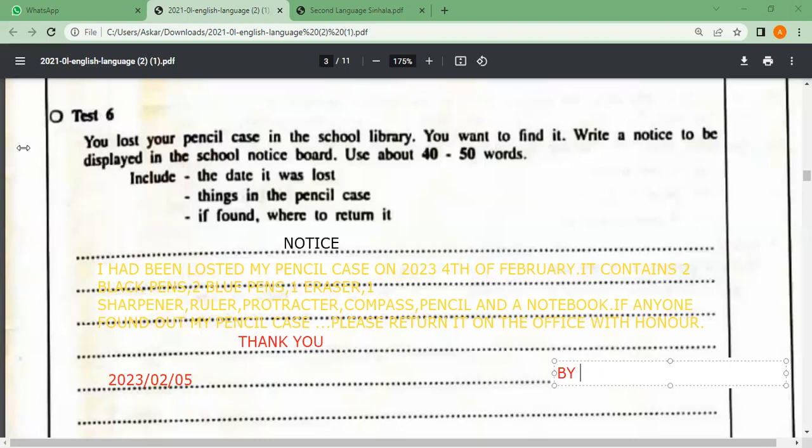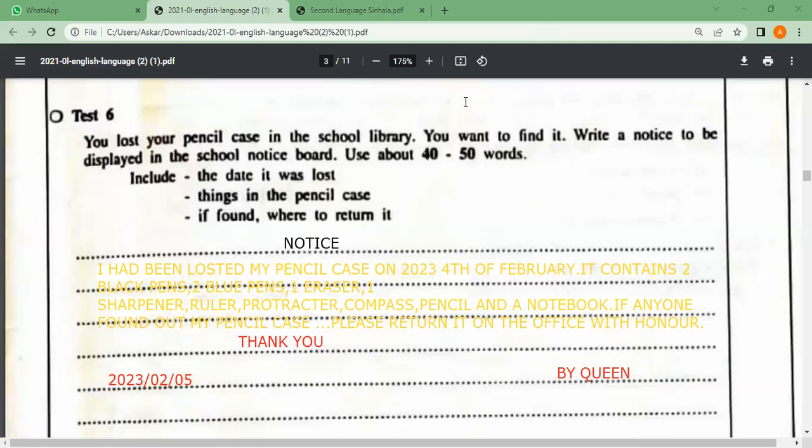I don't want handicraft queen, I will write it, Queen. Okay, so by Queen. Can you read it? Can you all read it?